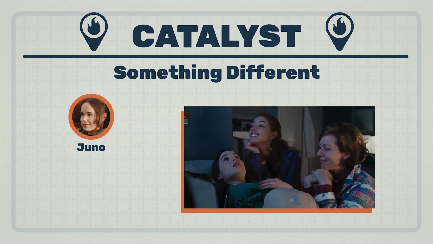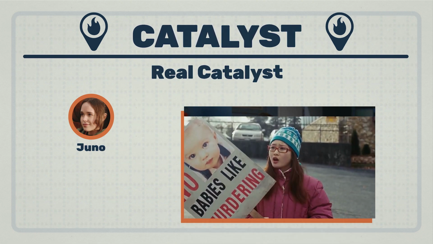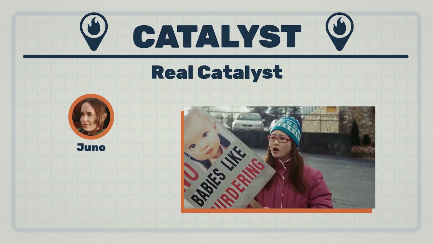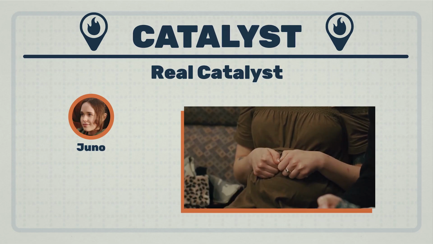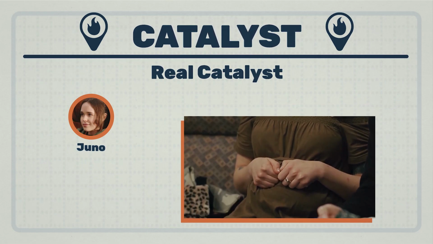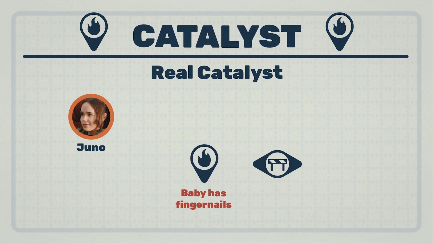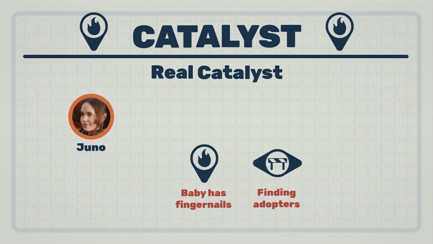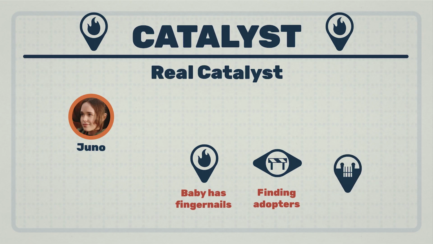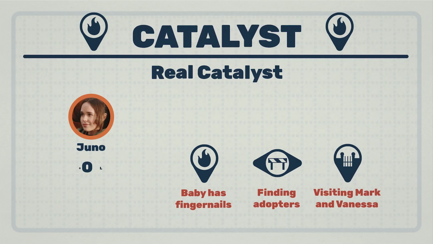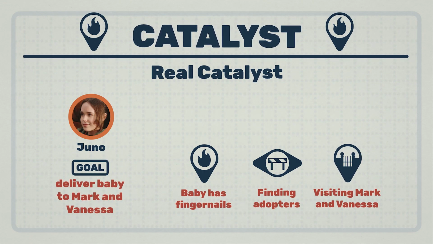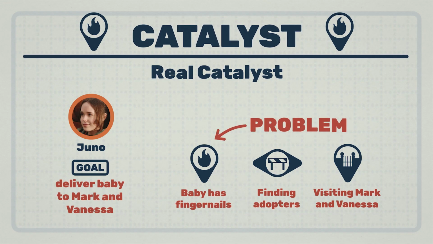In Juno, the real catalyst happens as classmate Suchin, while protesting outside an abortion clinic, tells Juno that her baby has fingernails. Inside the clinic, Juno can't help but notice everyone's fingernails, causing her to freak out and decide against the abortion. So when Juno decides she is delivering the baby, this leads us to the true hesitation, which is finding someone to adopt the child. This leads to the outer gateway of visiting Mark and Vanessa, as this marks the start of the journey proper. And of course, this is a problem catalyst.